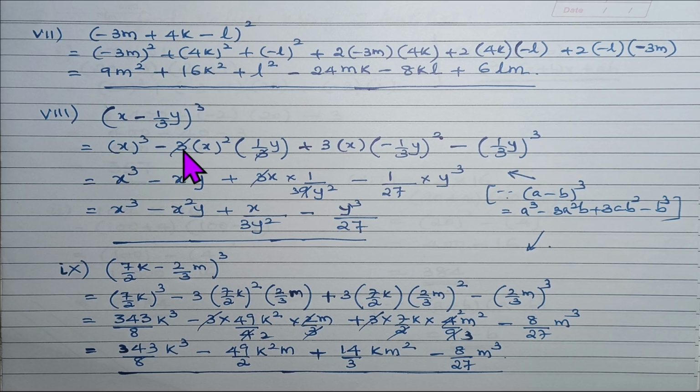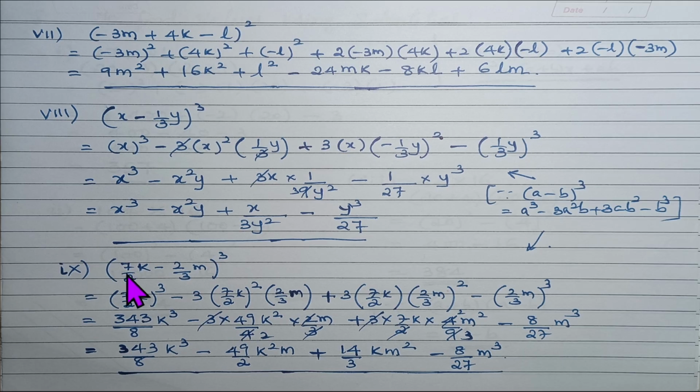Now x cube minus 3, and 3 cancels here, so x square y, and here we have got 9, so 3x into minus square, that is plus, so 1 by 9 y square, minus 1 by 27 y cube. 1 cube is 1 and 3 cube is 27, so 1 by 27 y cube. Now if you simplify this, 3 into 3 is 9, so I get here x cube minus x square y plus, 3 is getting cancelled here, so it will be x into 1 is x, and 3y square, and this will be y cube by 27, using the identity (a minus b) whole cube. a cube minus 3a square b plus 3ab square minus b cube is the identity used here.